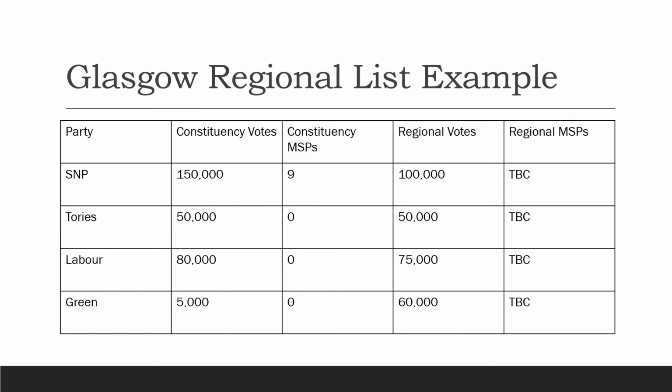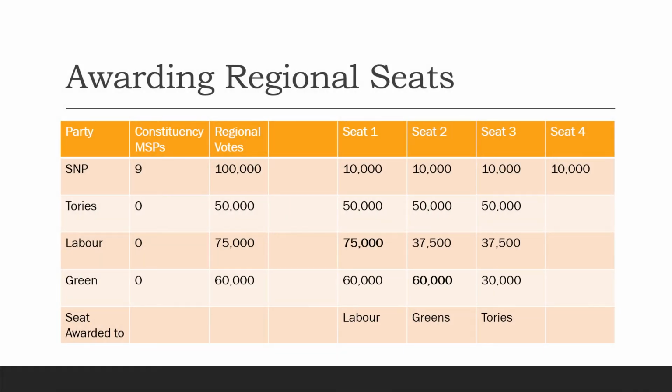There are 7 regional spots, regional MSPs up for grabs. You do them one by one. So you take the first one, seat 1, and you take everyone's votes, regional votes, second votes, if you wish to think of them like that, and you divide those votes by the number of MSPs that party has in the region plus 1. You have to do the plus 1 because you can't divide by 0. It's just a silly math thing.